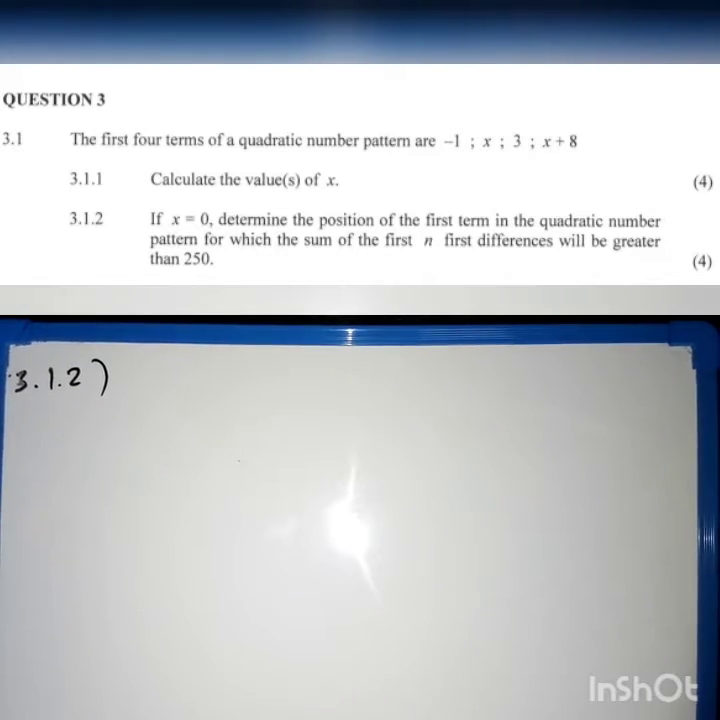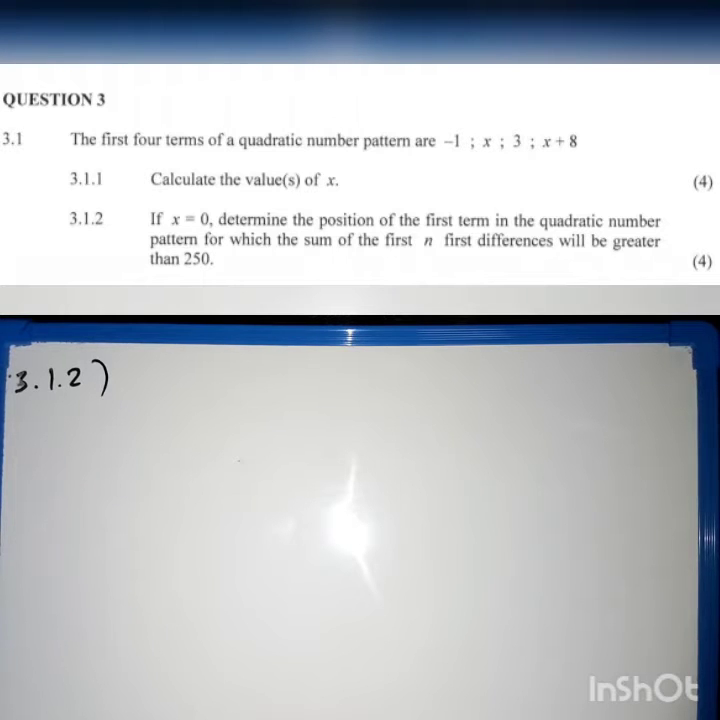So 3.1.2 says if x is equal to 0, determine the position of the first term in the quadratic number pattern for which the sum of the first n first differences will be greater than 250. So they want the sum of the first n first differences.